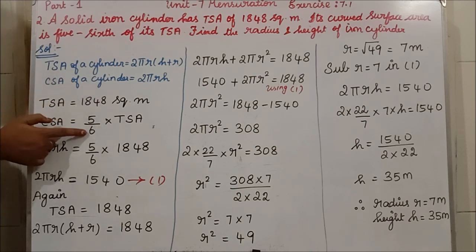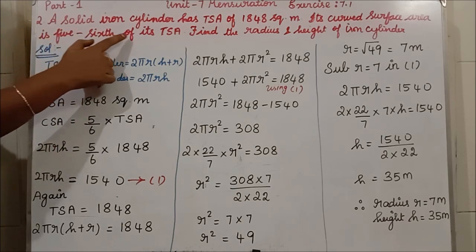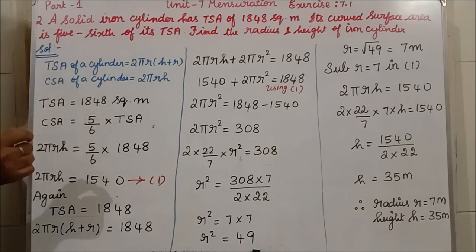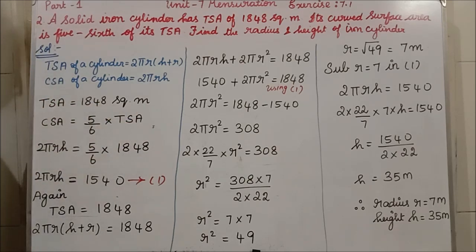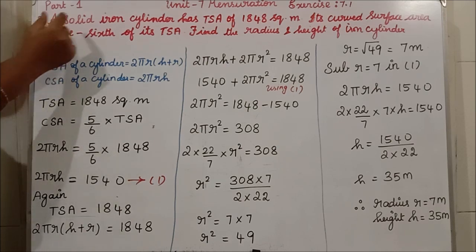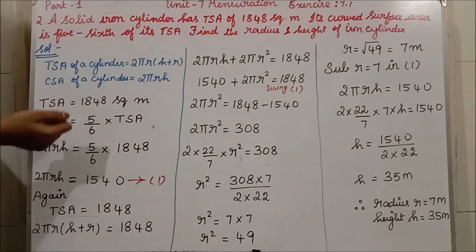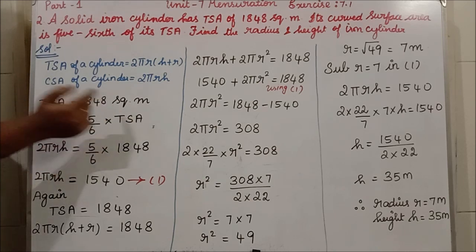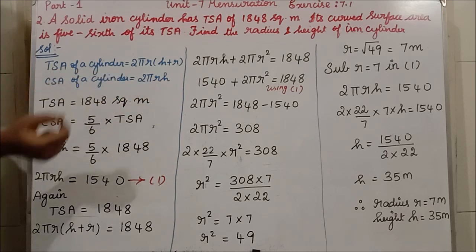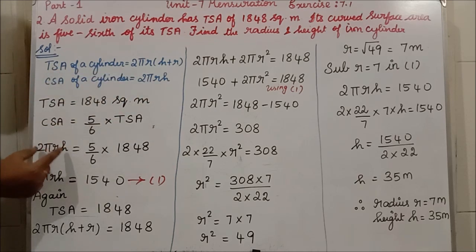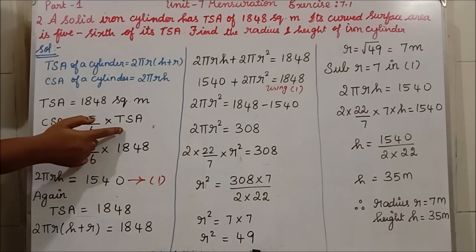5/6 means 5 by 6. 5/6 of its TSA is given. So 5 by 6 into TSA. Here the curved surface area is 5 by 6th of its TSA, which means 5 by 6 into TSA, you have to write. Here, what is the curved surface area formula? 2 pi RH is equal to 5 by 6 into total surface area.